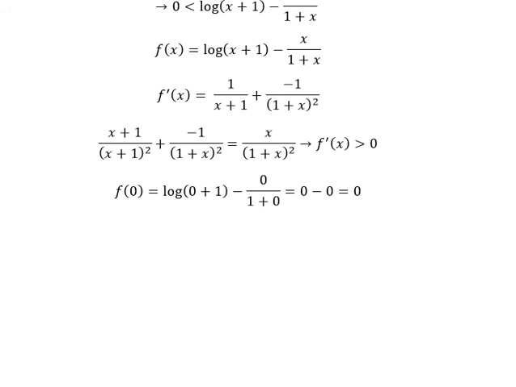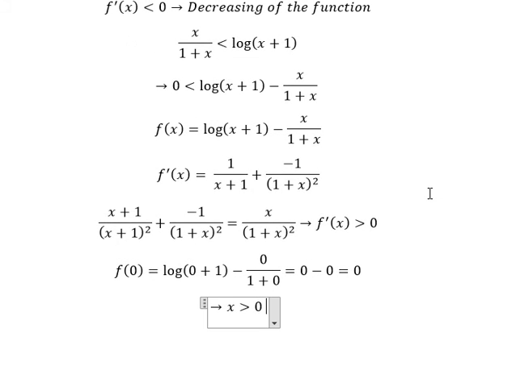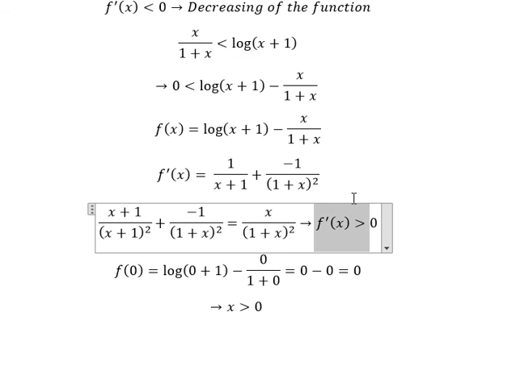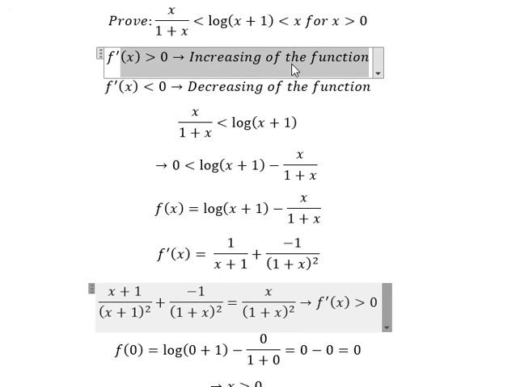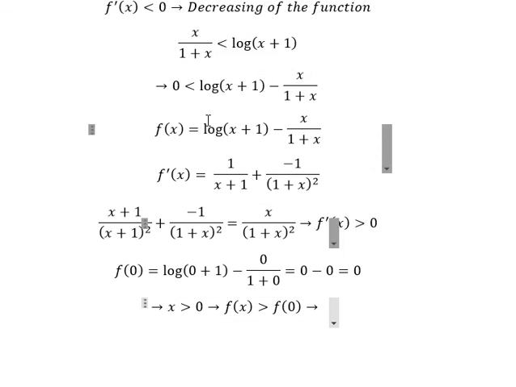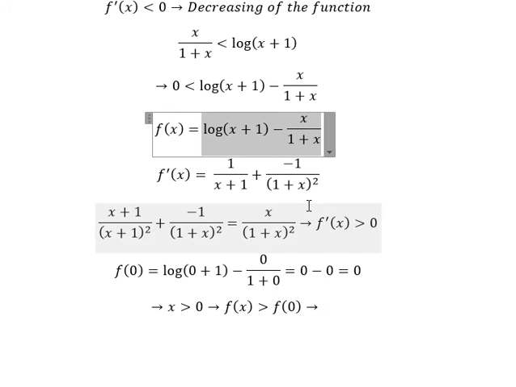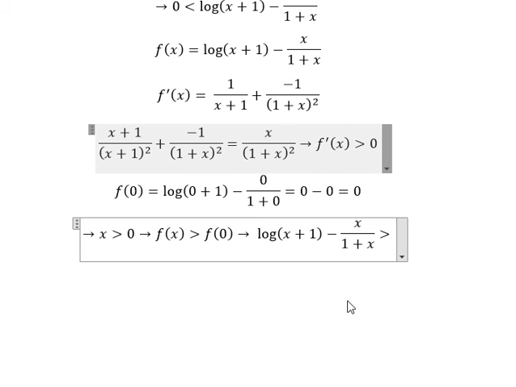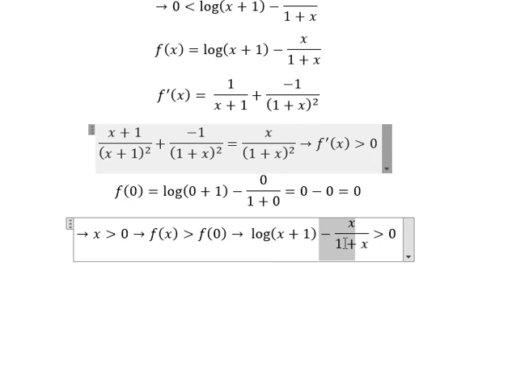And we know that x is greater than 0. And we also know that the first derivative of the function f of x is greater than 0. So it means that's the increasing of the function. So we have f of x is greater than f of 0. So we have f of x is this one, and f of 0 is number 0. And now we move this one on the right.